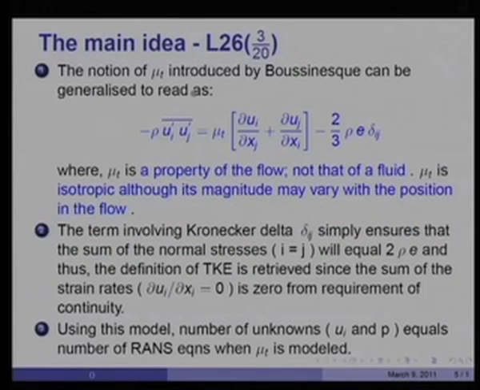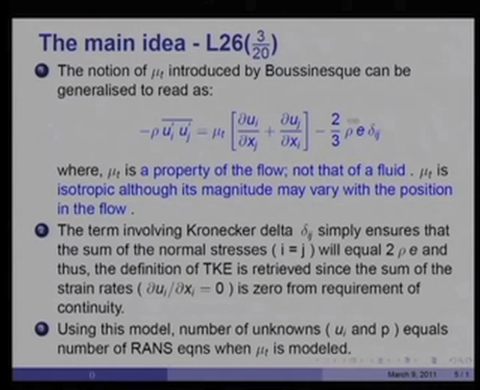So, the main idea behind turbulent viscosity mu_t is to model a turbulent stress, minus rho u_i' u_j', exactly analogous to the laminar stress, except that mu is replaced now by a turbulent viscosity mu_t, times the strain rate, and then minus 2/3 rho k delta_ij. Delta_ij is the Kronecker delta. Its value is 0 when i is not equal to j, but when i is equal to j, it is equal to 1. Remember, mu_t is a property of the flow and not that of the fluid. Mu_t is also isotropic, that is, mu_t in all directions x_i is identical at a point, but at different points in the flow, its magnitude may vary with the position in the flow.